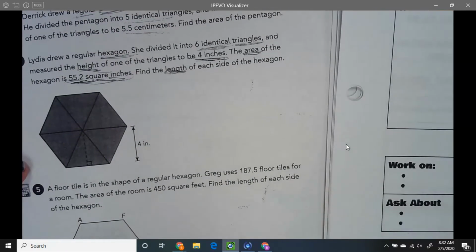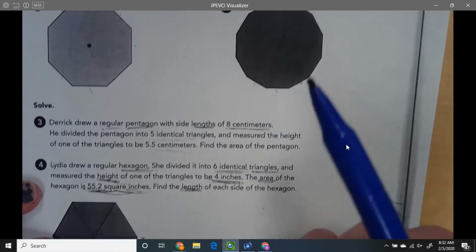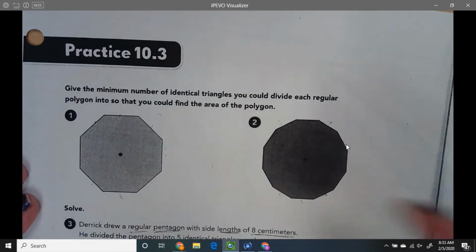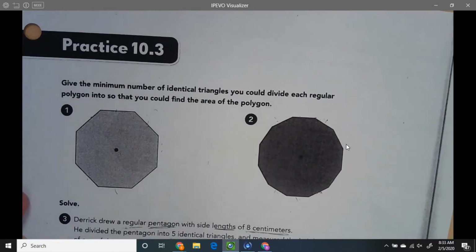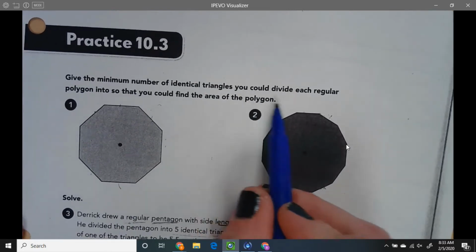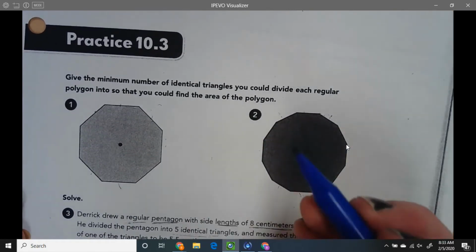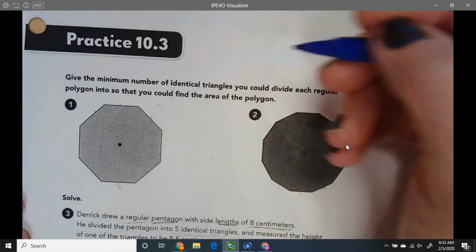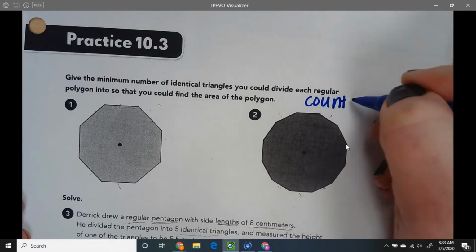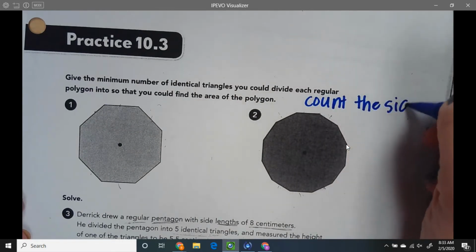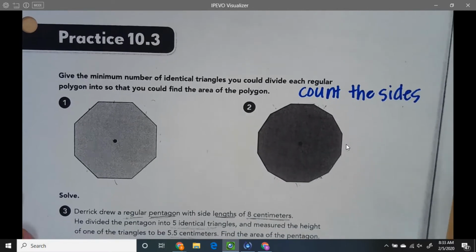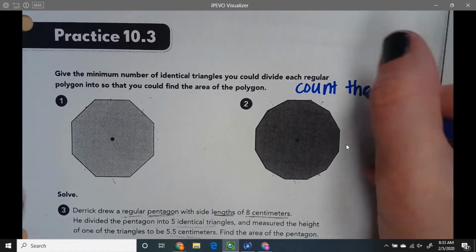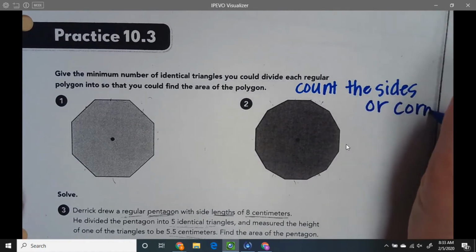Okay, so we're going to do some practice problems. So if you can take out the sheet that says 10.3 at the top. So number 1 says, give the minimum number of identical triangles you could divide each regular polygon into so that you could find the area of the polygon. So I would pick a side to start on. You can either count the sides or you can count the corners. Either one will work because it will have the same number of sides and the same number of corners. So if you counted on the pentagon, you'd have 5 sides and you'd have 5 corners, and it should match.